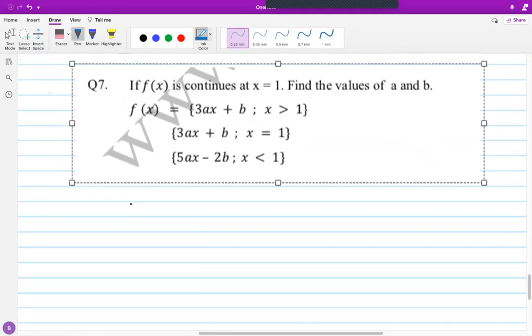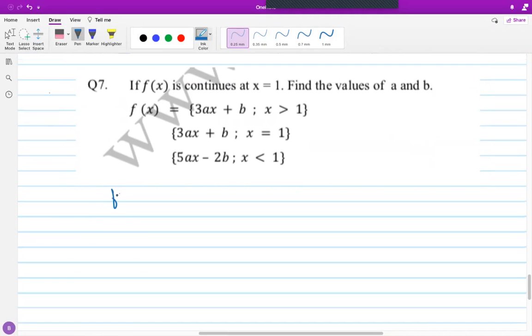So this is a continuity question. f of x is continuous at x equal to 1. So A will be equal to 3, B will be equal to 2. They're asking us to find the value of A and the value of B, isn't it? Yes.